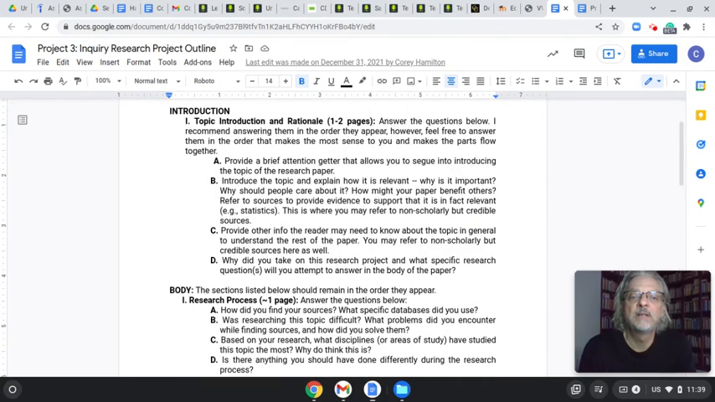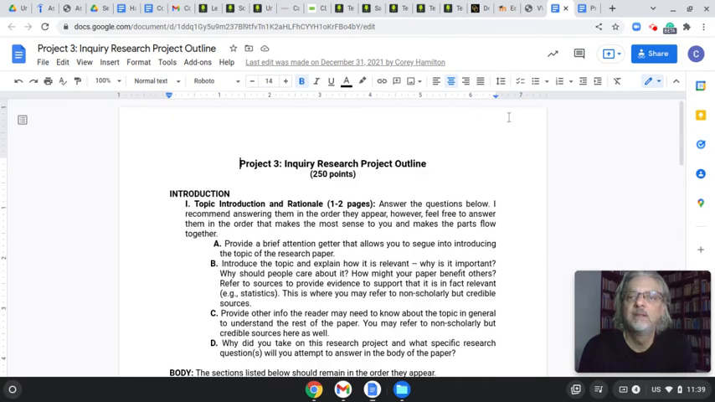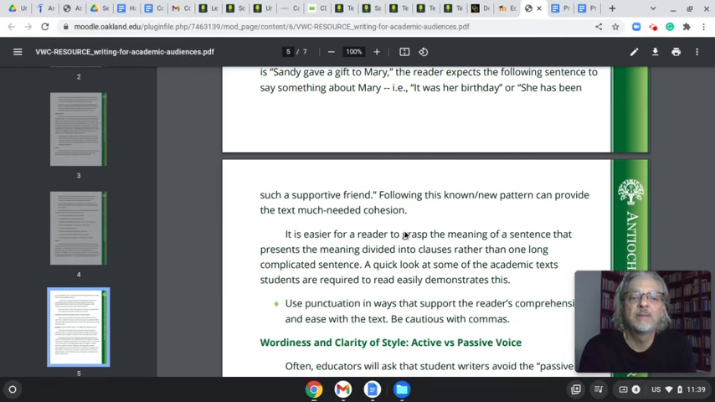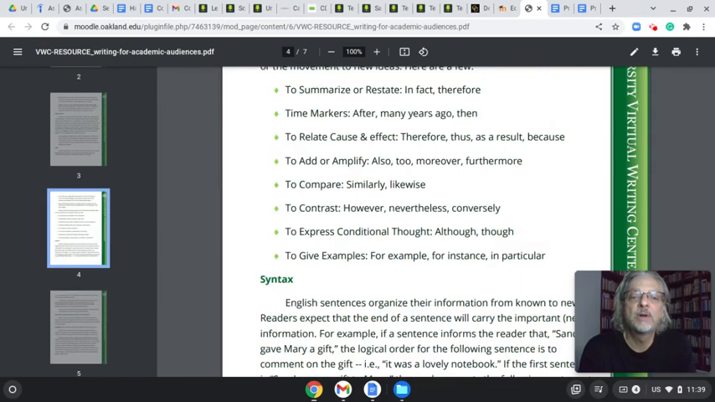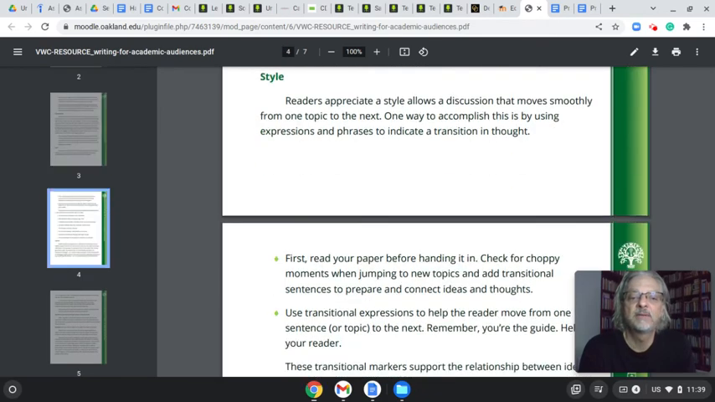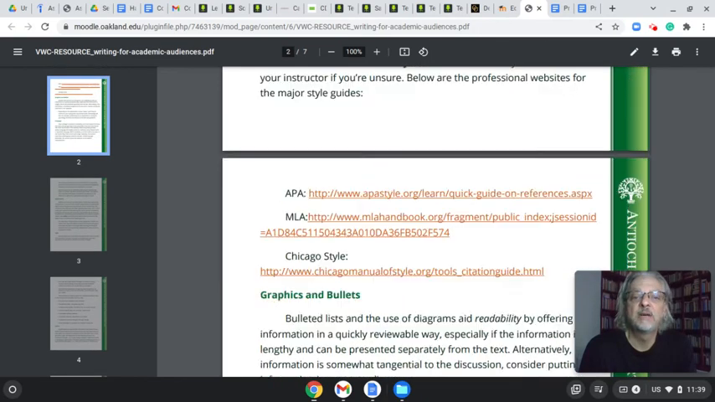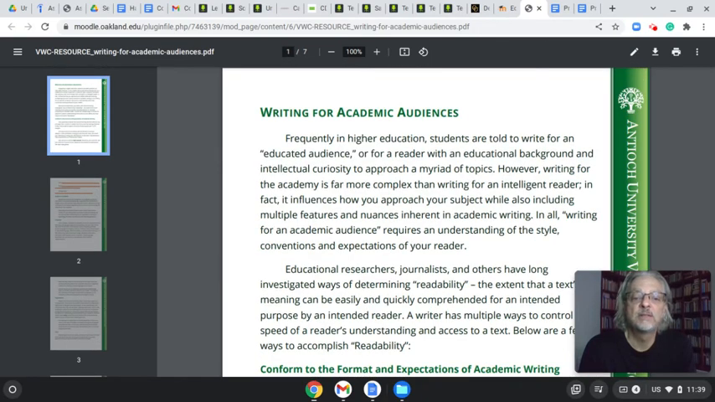All right, so that's a quick overview. And of course, here's one of the examples of writing for an academic audience. We'll talk about syntax. We'll talk about wordiness. We'll talk about some different things like that, phrases that we can use in our writing that help us think about, in some ways, what they call elevate.